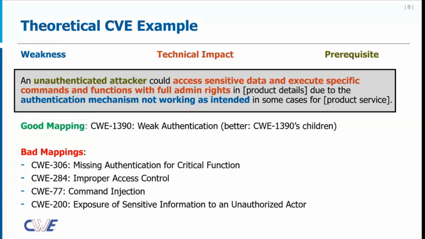And then the technical impact there, which is about accessing sensitive data and executing commands. Those could also lead to some of these other bad mappings, such as command injection or exposure of sensitive information. Those mappings aren't necessarily the root cause of what's happening here. Those are the impacts that the root cause of weak authentication led to.